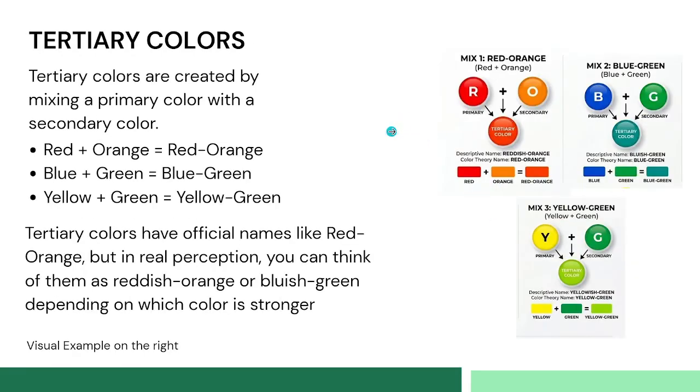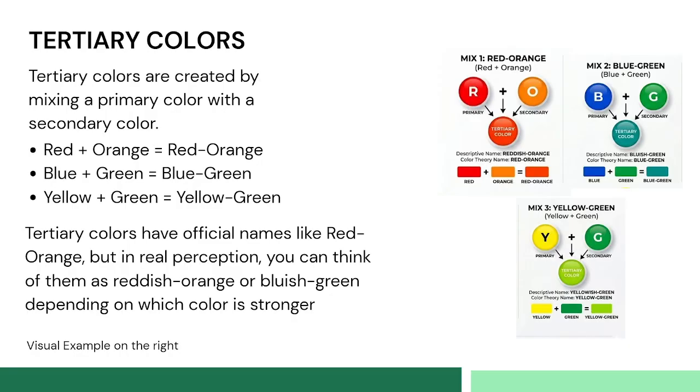So we also have tertiary colors. Tertiary colors are created when you mix a primary color with a secondary color. And I put some examples here. Red plus orange will give us red orange. Blue plus green will give us blue green. And yellow plus green will give us yellow green.